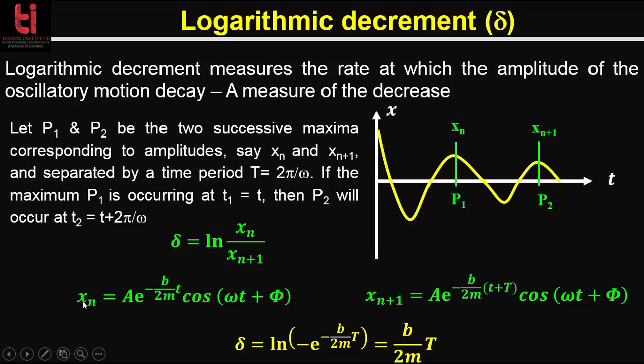From our previous discussion, you know that this amplitude, xn, is equal to A into e to the power minus b by 2m into t, cos of omega t plus phi, and xn plus 1 is equal to A into e to the power minus b by 2m, where in this case time is t plus capital T, where capital T is the time period, and then cos of omega t plus phi. By replacing these two in this equation, you can get delta, the logarithmic decrement, equal to ln of e to the power b by 2m into capital T. So delta will be equal to b by 2m into T.